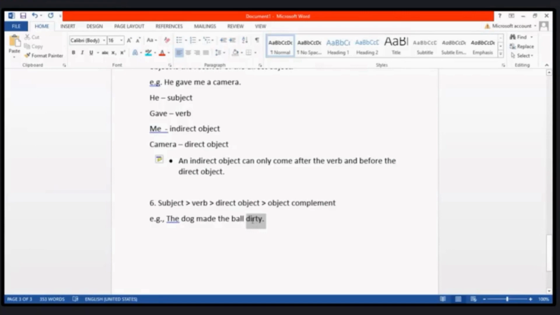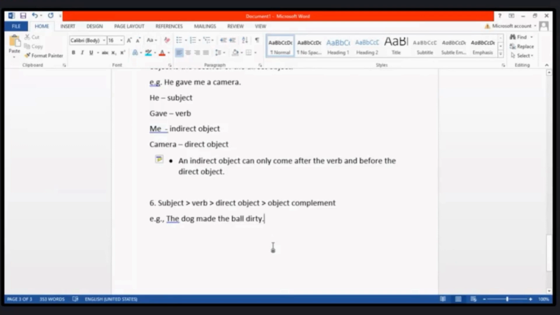All right, so this dirty is describing the ball. As you can see here, the dirty is the object complement for the ball. What has the ball become? The ball has become dirty. Okay, I hope that's clear.